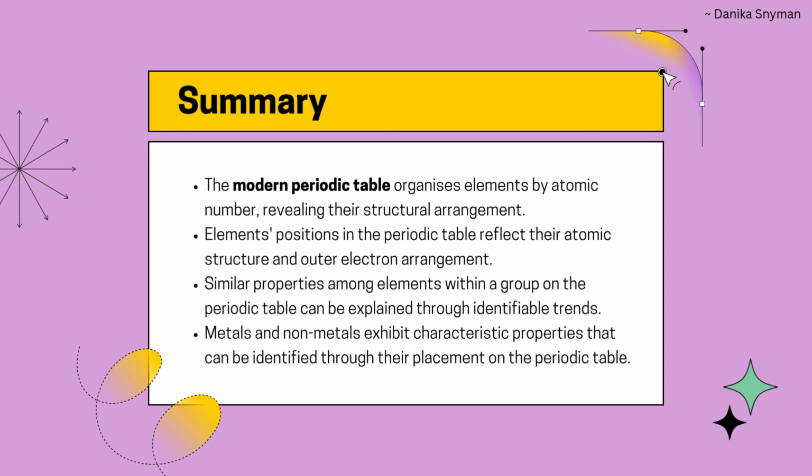Okay, so let's summarize this quickly and see what we have learned today. Elements are organized by atomic numbers, periods are rows, and groups are columns. Elements in the same group behave similarly, not always the same, but similar. Metals and non-metals have different properties. Reactivity changes in groups.